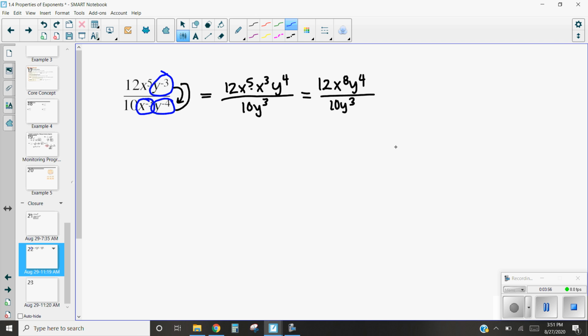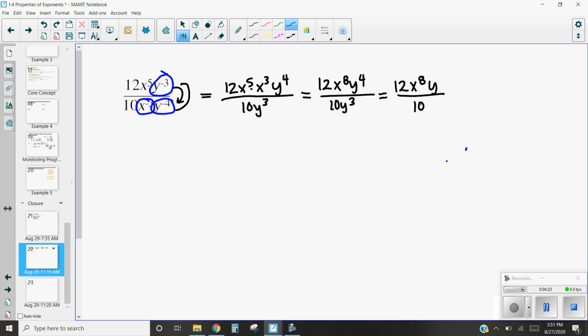Now notice this y to the 4th and this y to the 3rd. I can use that quotient of a power rule to simplify those by subtracting the top minus the bottom. So what I'm going to end up getting there is 12x to the 8th, y to the 4th minus 3, which is just a y, over 10.